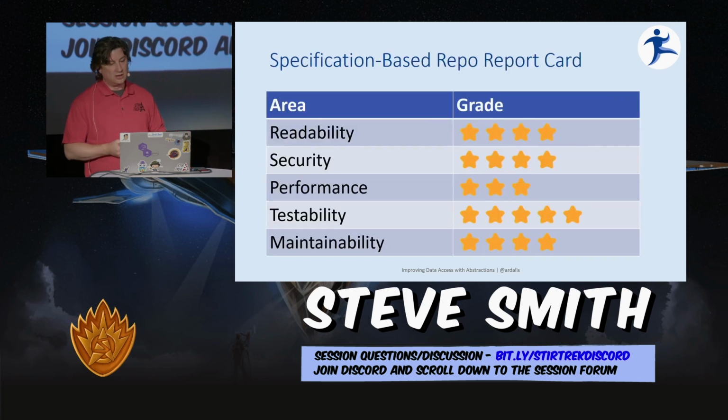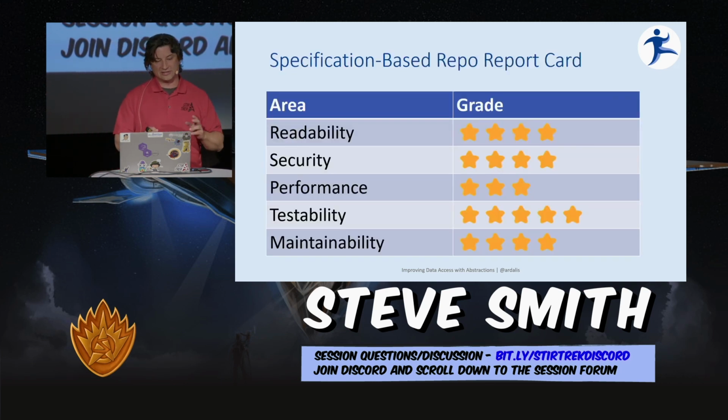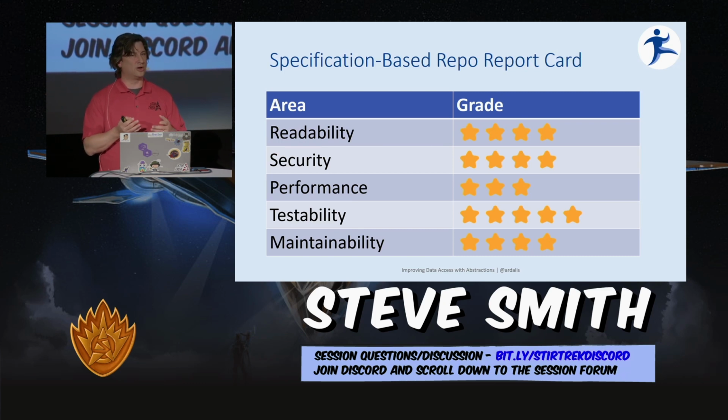All right, so looking at a report card here, our testability is much improved. We can unit test the actual queries themselves now as specifications. Now you're going to want to run integration tests too, because obviously how Entity Framework interprets that in a real database might be very different from how it works on an array. But it's not bad to have both.